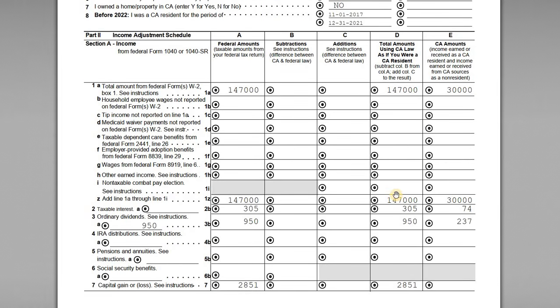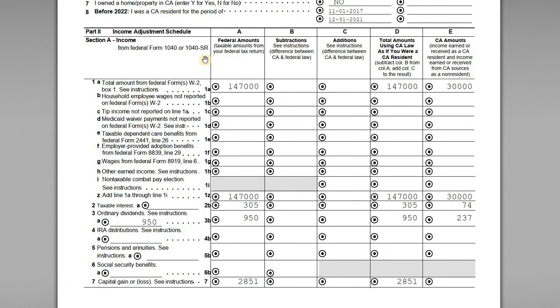All right, so now let's look at how we figure out where we indicate what's California source and what's not. So the income adjustment schedule, again, this includes the adjustments, so subtractions or additions if we have any, to establish what is our income under California law. But then the last column, column E, is where we indicate what portion of the amounts we see in column D are actually CA source. So on line 1, we've indicated $30,000, which is our California source wages from that first job. So $30,000 of the 147 is California source.